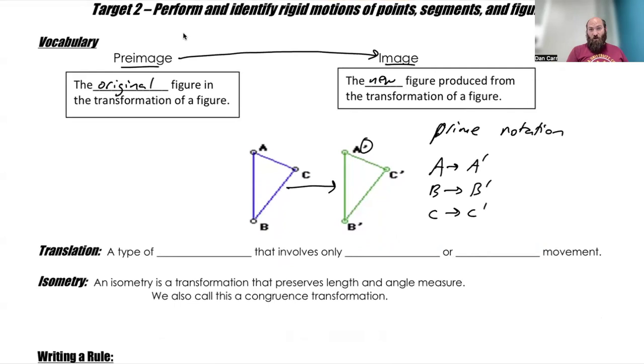So today, our focus is a translation. This is a type of transformation that involves only horizontal or vertical movement. Okay. As a reminder from before, this is an example of an isometry. That's when we preserve length and angle measure. Okay. It's a congruence transformation. When we do a translation, the image is going to stay the same. So if I start with this triangle here, after doing my horizontal and vertical movement, the before and afters have to match up in their size and shape.